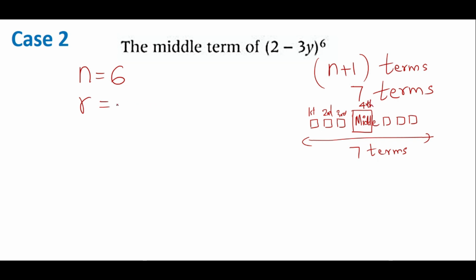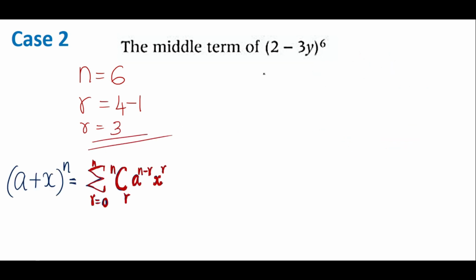Now you can say r is going to be 4 minus 1 because you have the position. So r takes the value 3. Now using the values given, n is 6, r is 3. You have the first term, which is 2 to the power of 6 minus 3. The second term, you have negative 3y, so I'll put a bracket, (negative 3y) to the power of r.